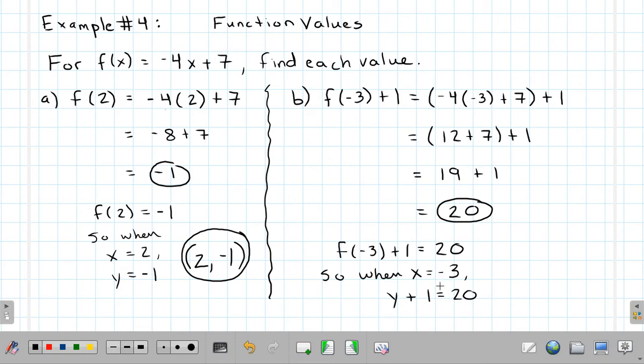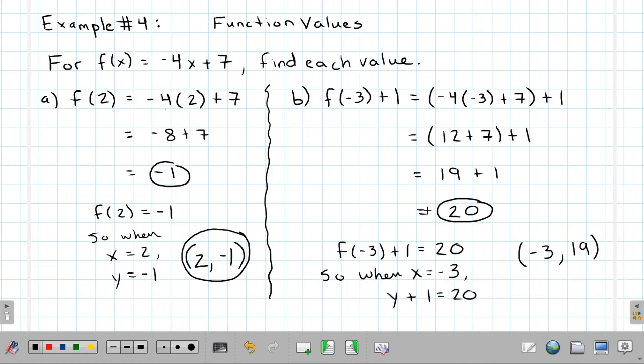Which then you can go and say, well, if y plus 1 is equal to 20, that means y is equal to 19. So when x is negative 3, then y is 19, okay? So this would technically give you the ordered pair negative 3, 19, okay? And then once again, plus 1 tells us 20. So once again, if you add 1 to the y, that gives you 20.